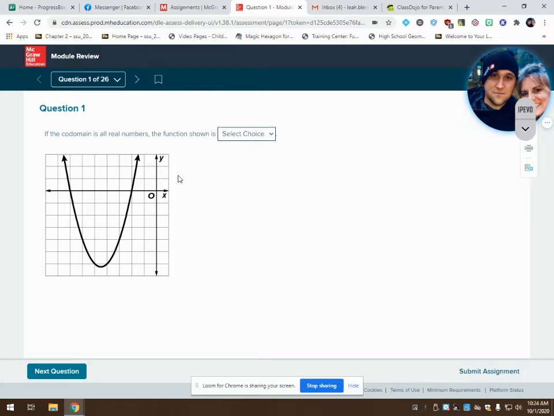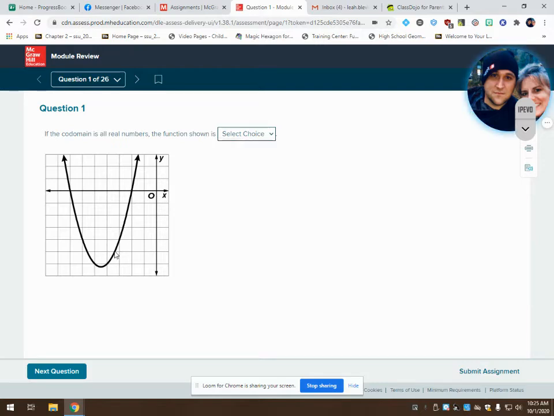So let's get started. It says, if the codomain is all real numbers, the function shown is, and my choices are neither, 1-to-1, or onto. So let's think about this. What does it mean to be 1-to-1? In order for a function to be 1-to-1, each y value can be paired with only one x value.